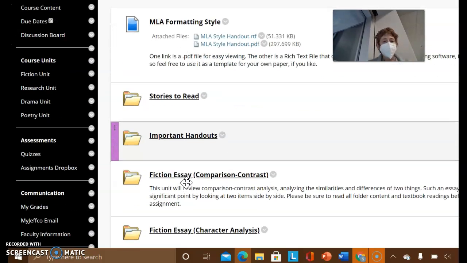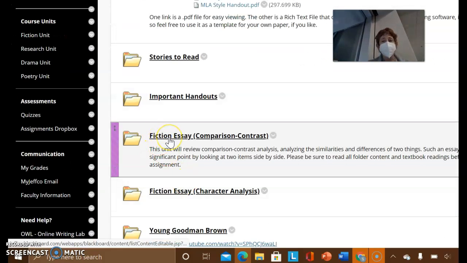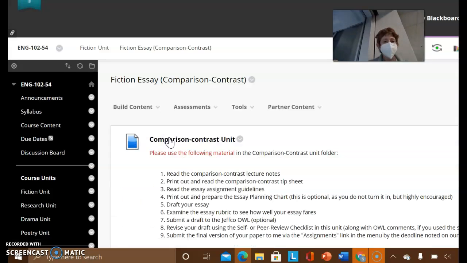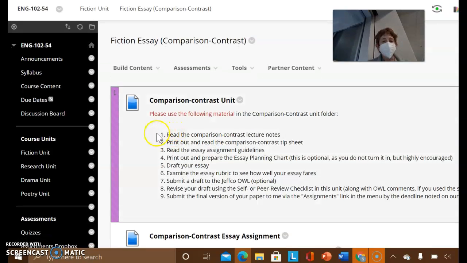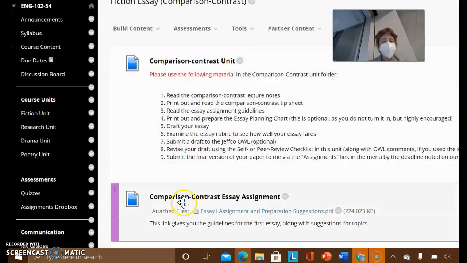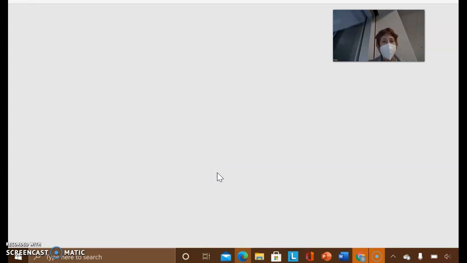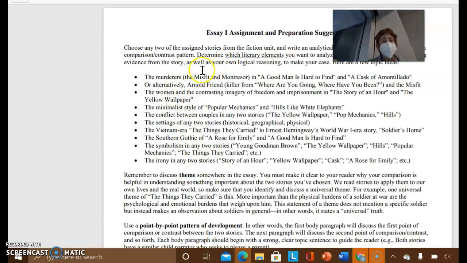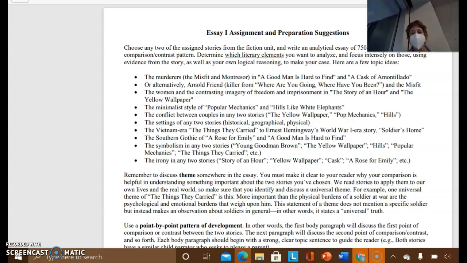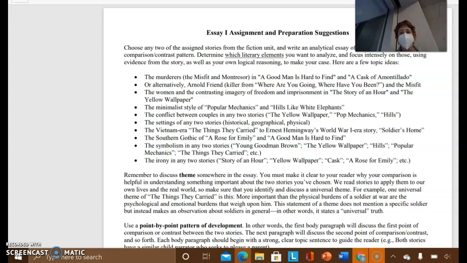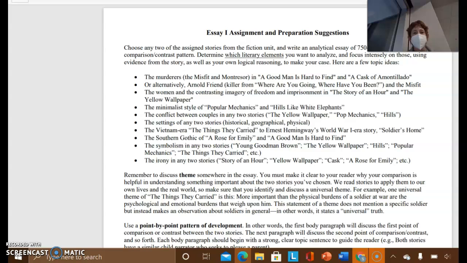You will see the fiction essay compare and contrast. Click there. Here you will see the several things that you need to do, and click the compare and contrast essay assignment. Choose any two of the assigned stories from the fiction unit and write an analytical essay of 750 to 1,000 words that uses a compare and contrast pattern.